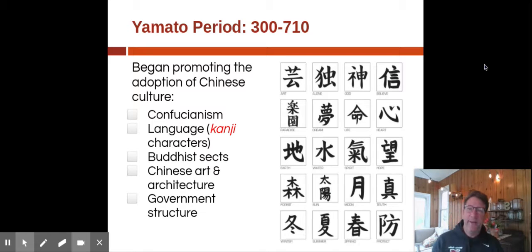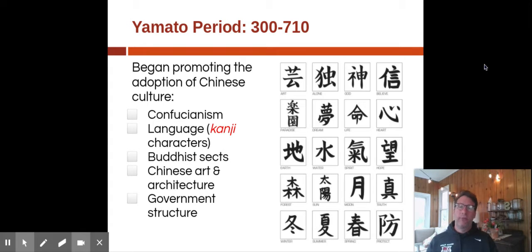Confucianism, excuse me, which the Japanese are going to adopt some Confucius values, but they're not going to adopt all of it. They're going to do, and we'll see this throughout Japanese history, something called selective borrowing. So they're going to selectively take bits and pieces of things that really benefit them or that they find a value in, but they don't necessarily wholesale adopt everything.